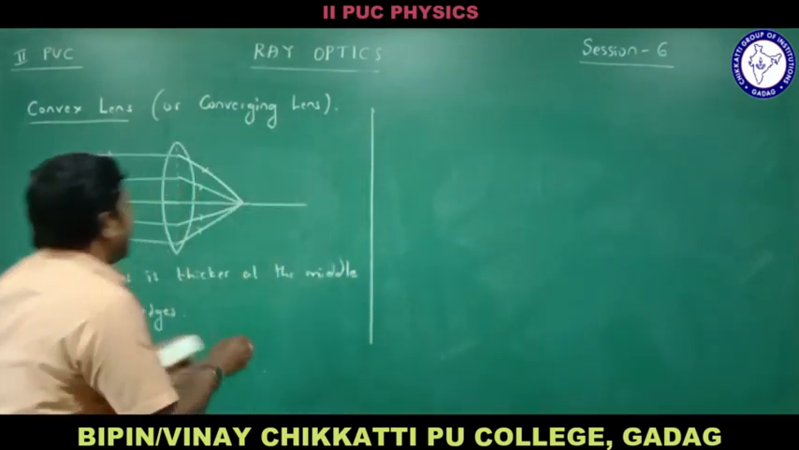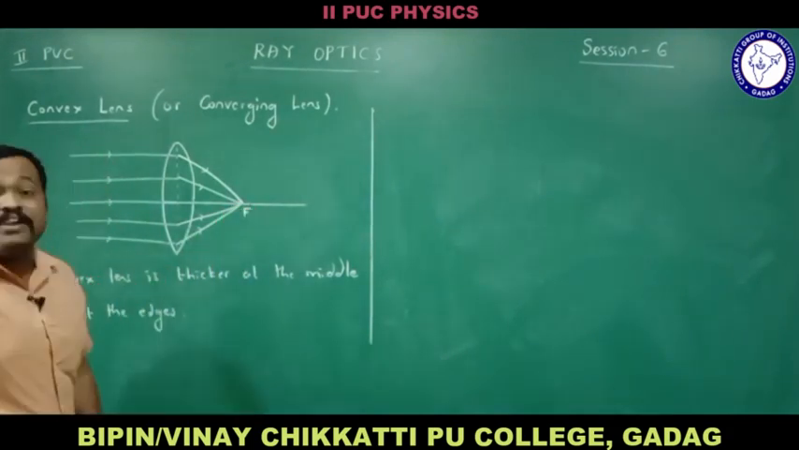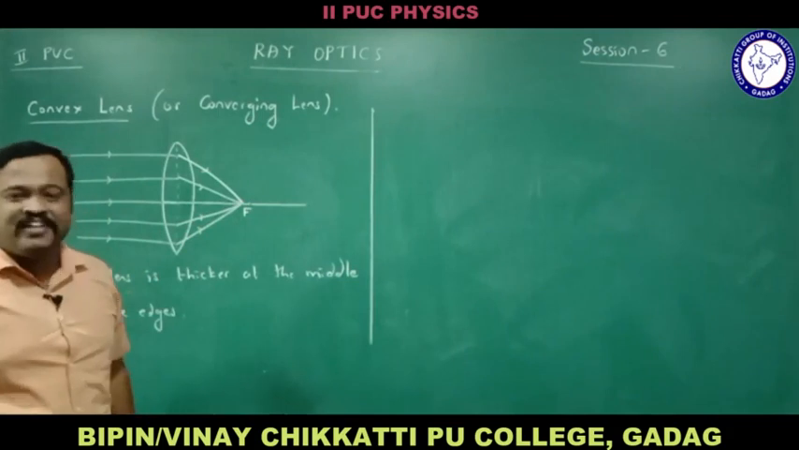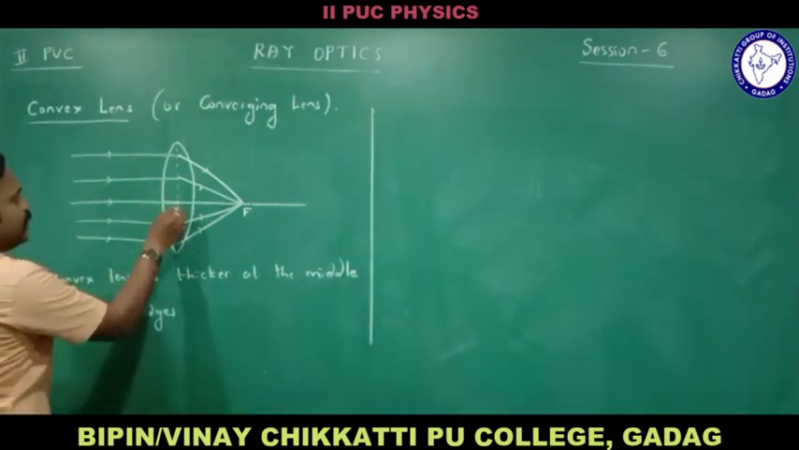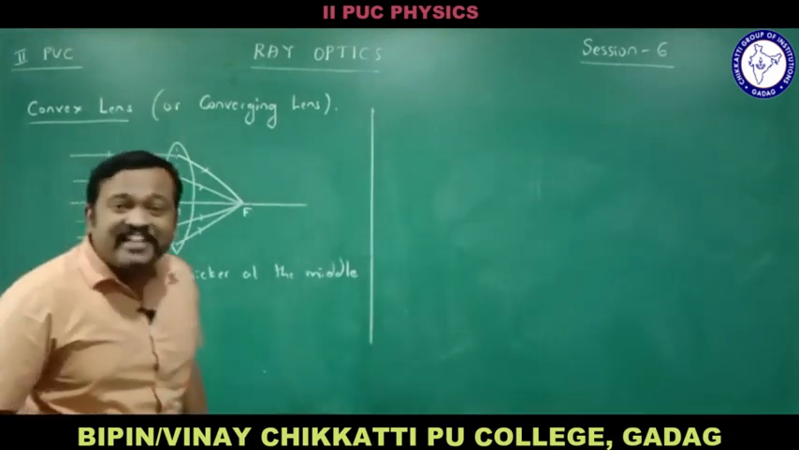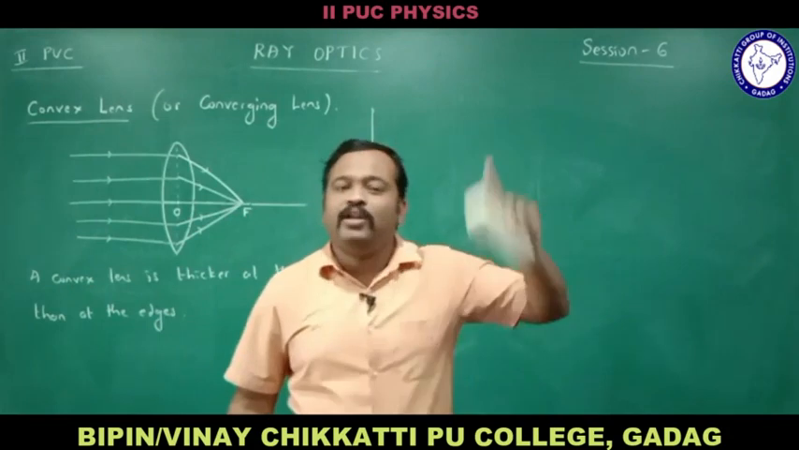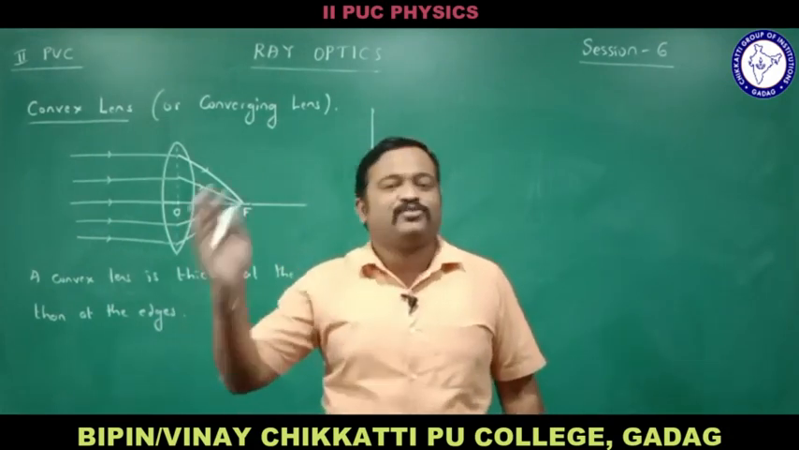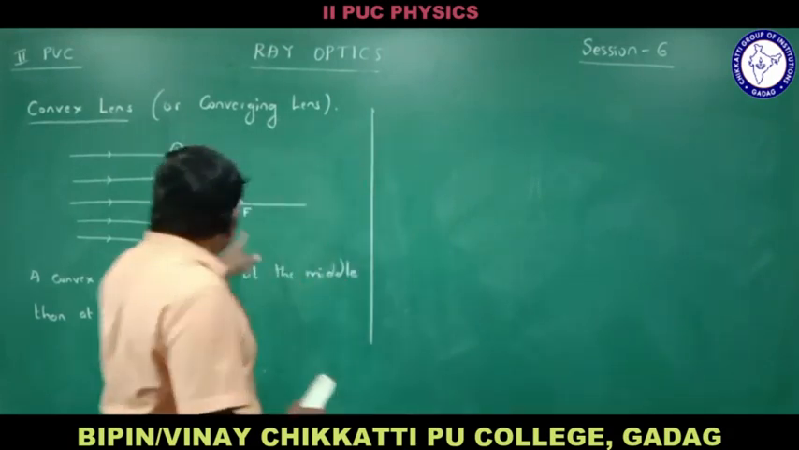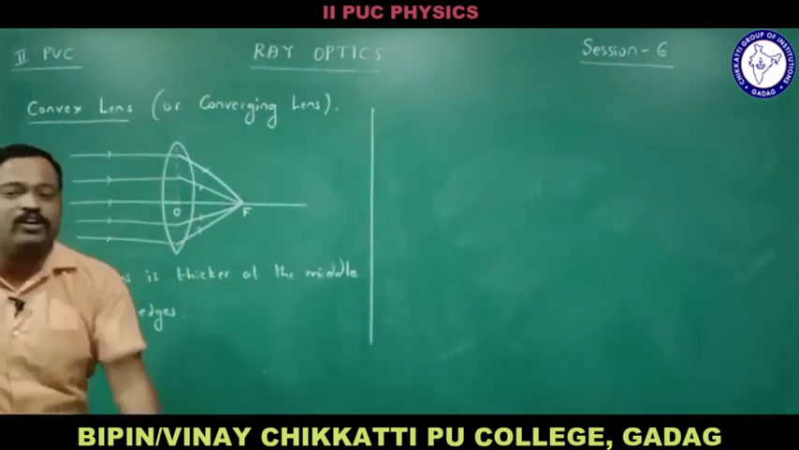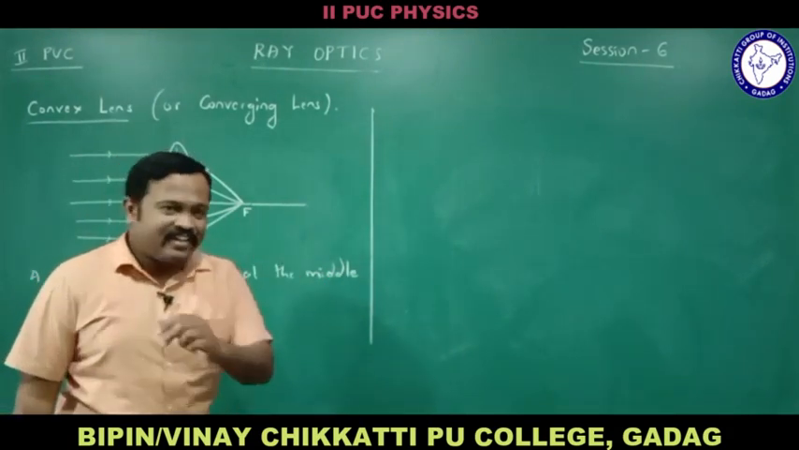And the point at which these rays converge is called the principal focus. Let me call it F, that is the principal focus. There is a point here, let me call it O, that is the optic center. The optic center plays the same role as the pole in the case of a mirror. In a mirror we have seen the pole; in lenses we speak about the optic center. This point is called the principal focus and this line is called the principal axis. Okay, let us check it out.